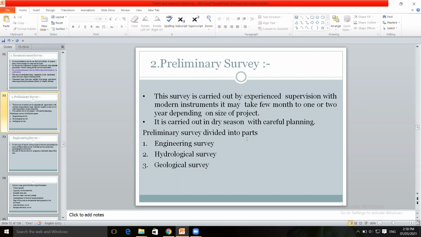So the preliminary survey is divided into various types: engineering survey, hydrological survey, and geological survey. These are the three types of surveys carried out in the preliminary survey. Some modern instruments are used, like, as we have studied in surveying, different types of instruments such as dumpy level, auto level, total station, and other modern instruments may be used to collect information regarding that site of the reservoir.